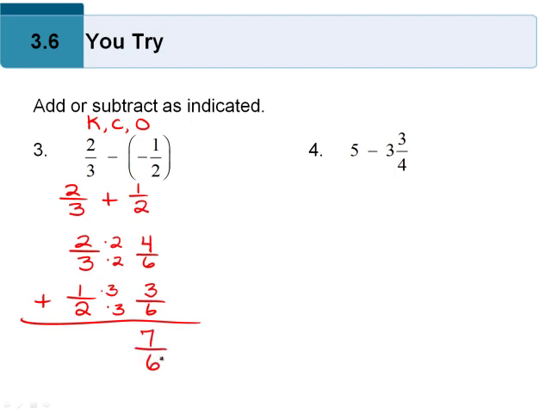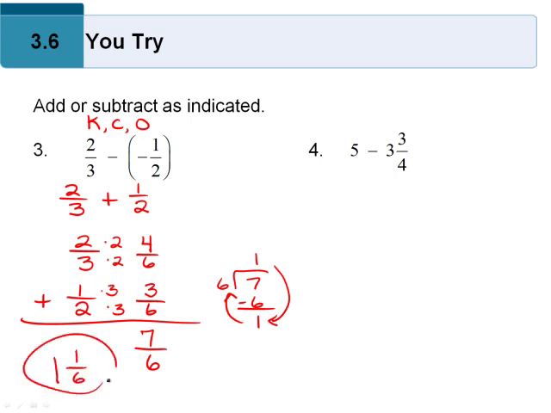If they ask you to write it as a mixed number, remember you're dividing. 6 will go into 7 one time, and that leaves 1 left over. So your mixed number would be 1 and 1/6. It just depends on how they ask for the answer. If they don't ask you to write it as a mixed number, you could leave it as 7 over 6. But if they specify to write your answer as a mixed number, you need to change it to 1 and 1/6. Just depends on what they say.